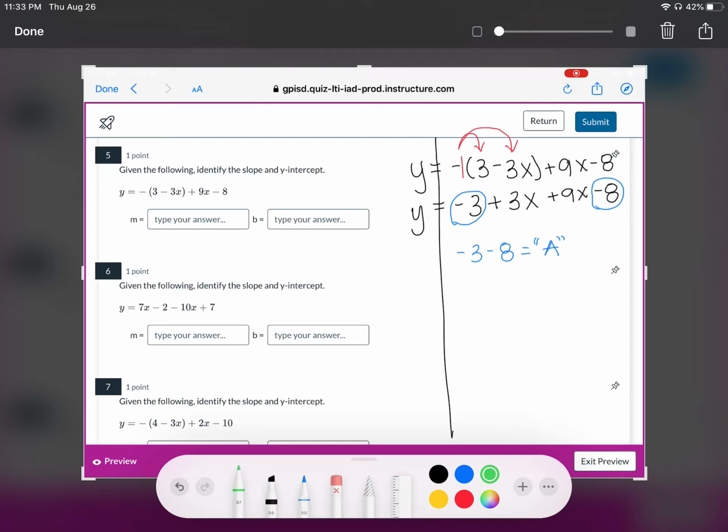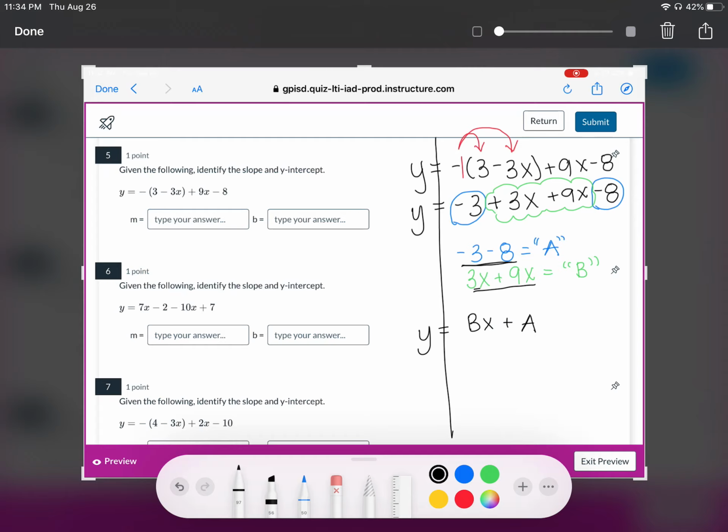Also, what else can we combine? I have a plus 3x and a plus 9x. Those both have an x. They can be combined. So I also want you to figure out what is 3 plus 9. I'm going to call that B. So now, when we did negative 3 minus 8, you got a number. I call that A. That's your number. When you did 3x plus 9x, you also got a number.